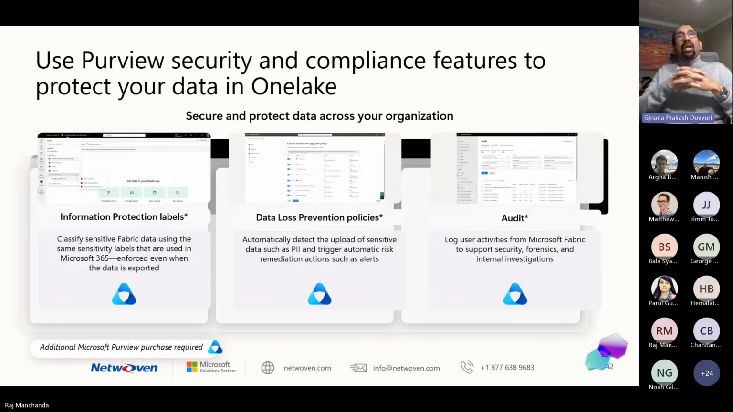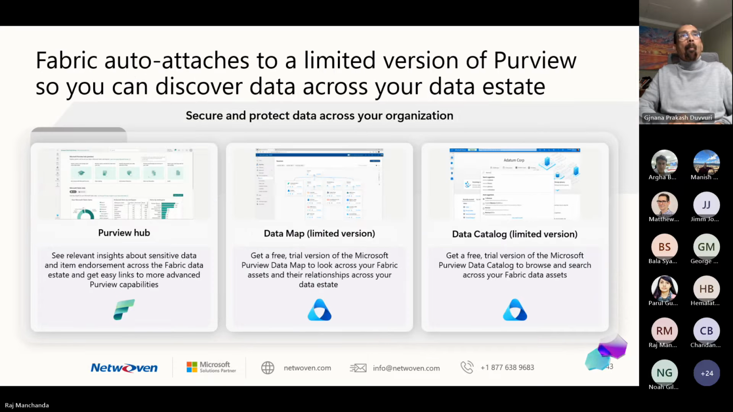Use preview security and compliance features to protect your data in OneLake, that is information protection labels. It is added here, integrated, and data loss prevention policies are added here, and audit is added here. Okay, next slide, please. Secure and protect data across your organization. Purview Hub is there. Then Data Map limited version and Data Catalog limited version, which we already discussed, come by default with Fabric. Next slide, please.